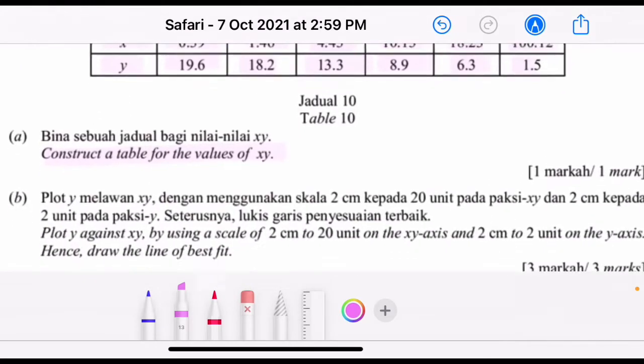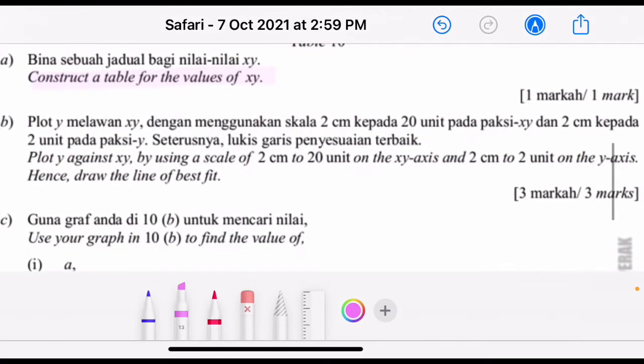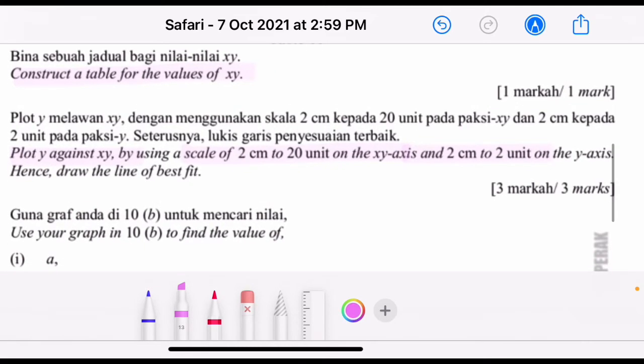And after that, you will have to plot y against xy, using the scale 2 cm to 20 units on the xy axis and 2 cm to 2 units on the y axis. Hence, draw the line of best fit. Today, my main concern is this one. I'm going to teach you what is meant by line of best fit.